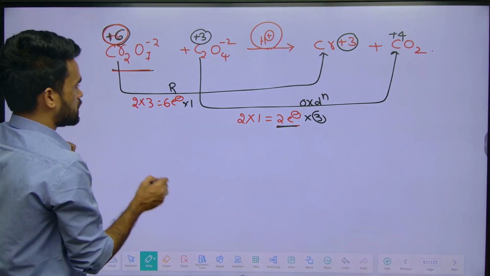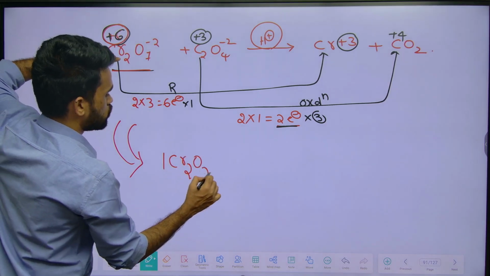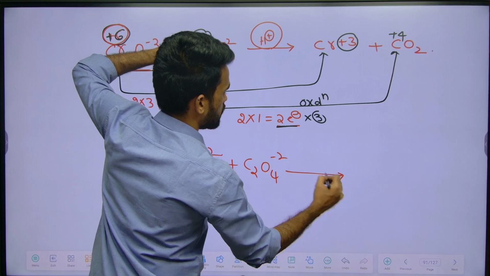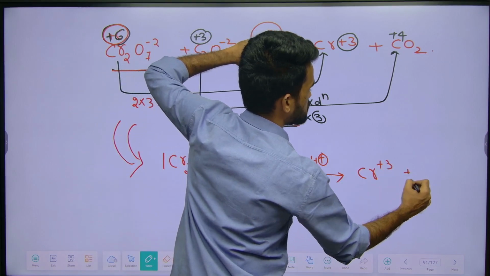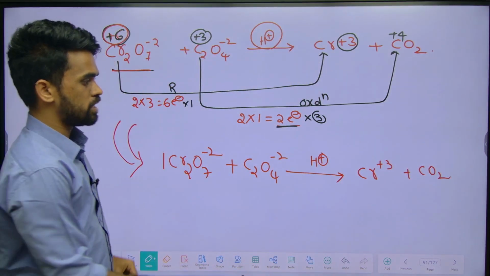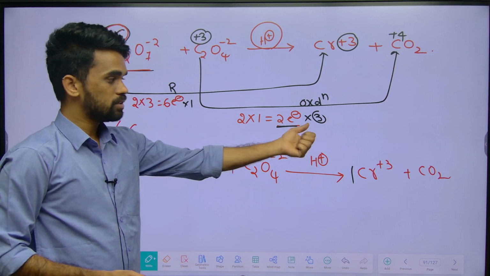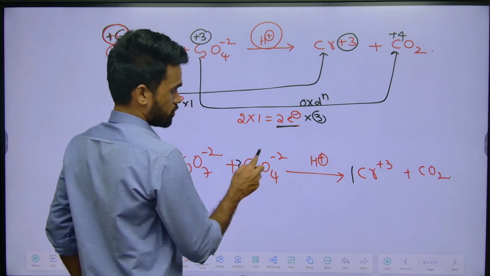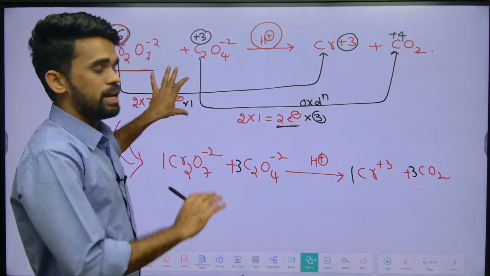Now write that new equation. What are we going to get? 1 Cr2O7 2- plus C2O4 2-, giving, in acidic medium with H+, Cr3+ plus CO2. Now, as I told you, this dichromate equation is multiplied by 1. Next, this oxalate equation, that is the oxidation reaction, is multiplied by 3. So 3, and carbon here it is also 3. Now electrons are balanced.